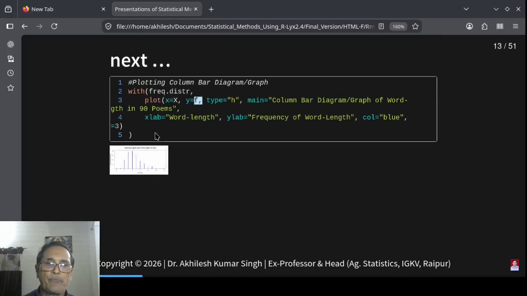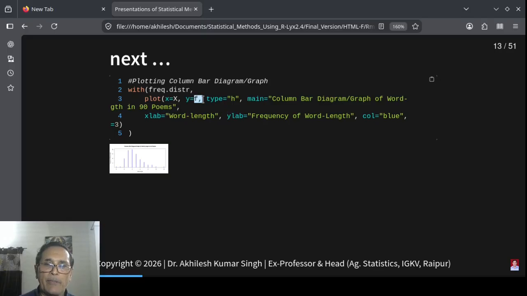Now type is very important. Type in the plot function actually determines many types of plots. Type h is kind of histogram but not a histogram. We'll come to histogram later on. h for histogram, just for your remembrance. This is the main title, column bar diagram. xlab means X label, ylab means Y label. Color is blue, that we have already taken. Let me take you to the computation part.